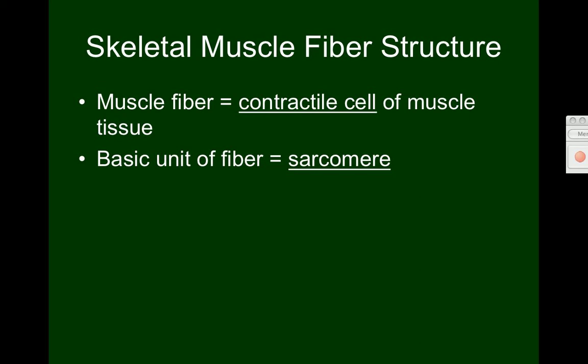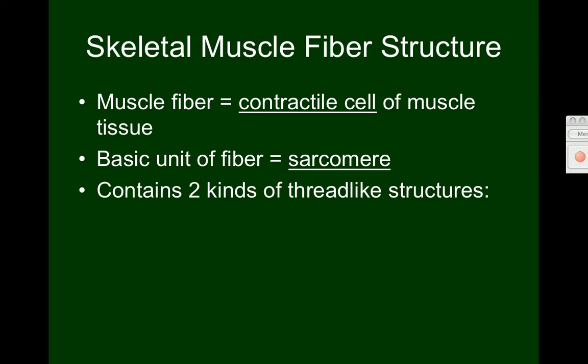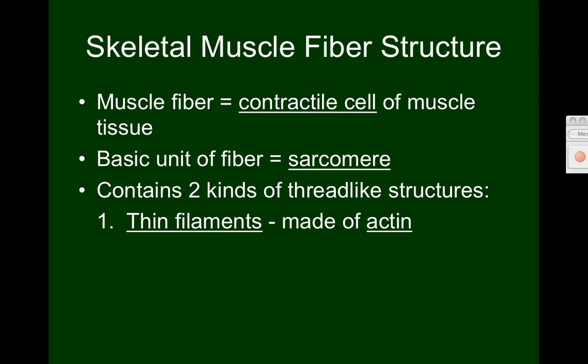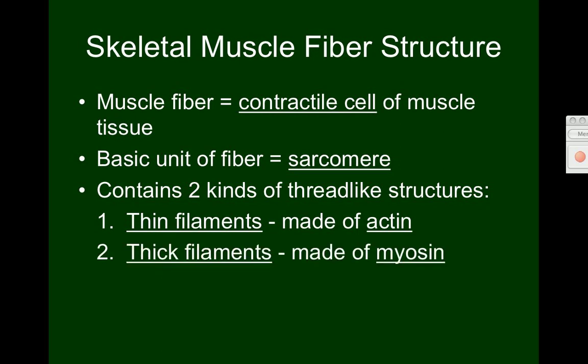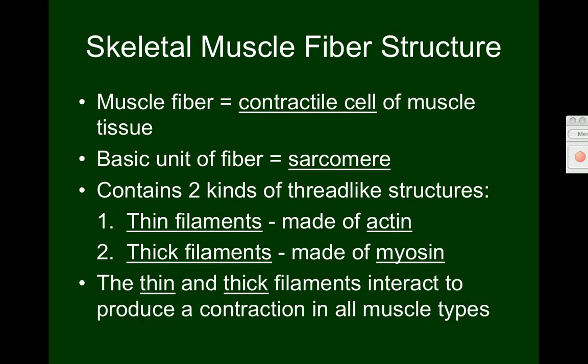Okay. Now, within the sarcomere, we have thread-like structures that make up a sarcomere. We have the thin filaments that are made of a protein called actin, and we have the thick filaments, which are made of a protein called myosin. And what happens is those thin and the thick filaments actually interact with each other to produce a contraction.